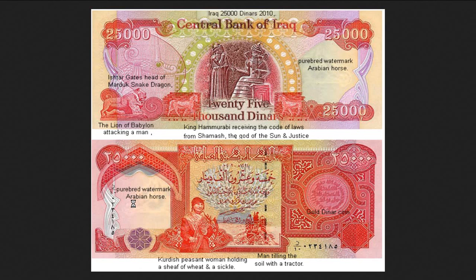The next thing in it is also a gold dinar coin, which is depicted here in this badge area. And over here is a picture of a man tilling soil with a modern-day diesel tractor. And then this is a Kurdish peasant woman holding a sheaf of wheat and a sickle because she's harvesting wheat. You can decide it's some other symbology, but that's literally what it is a picture of. There's no numerology or mysterious stuff in here.